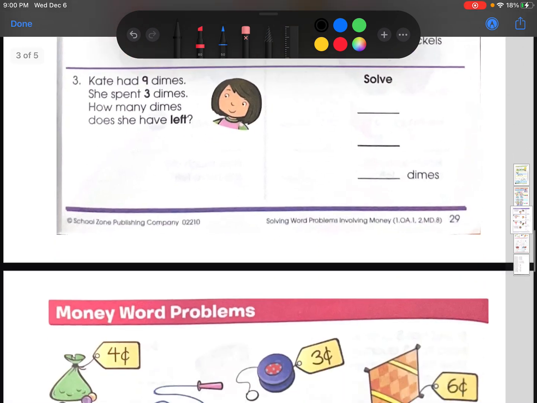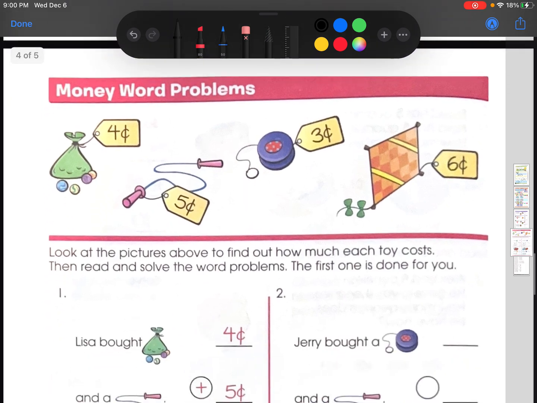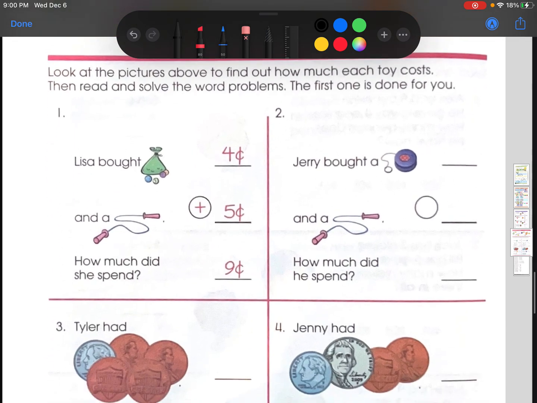Let's try. Alright, money word problems continued. Look at the pictures above to find out how much each toy costs. Then read and solve the word problems. The first one is done for you.